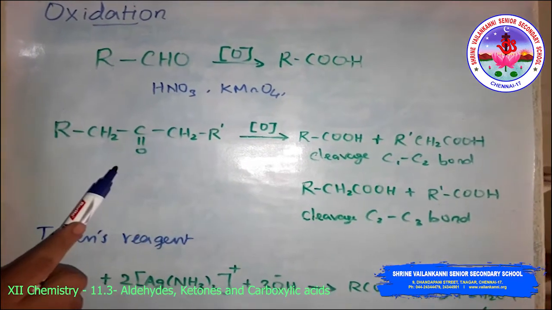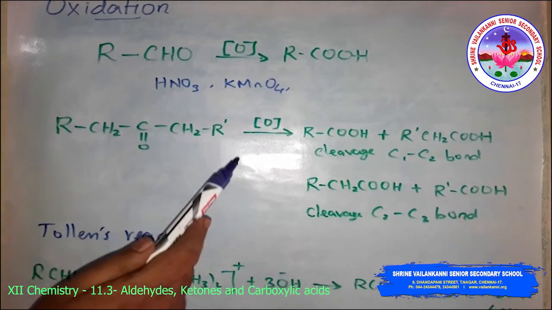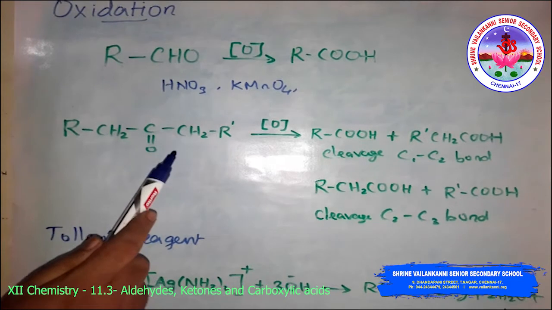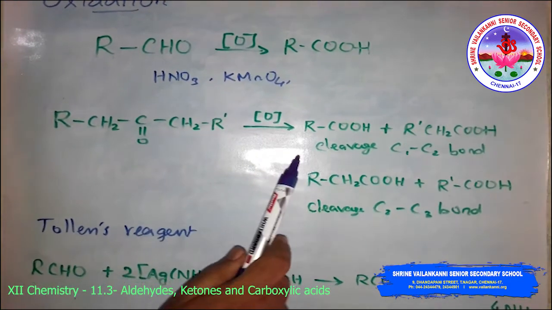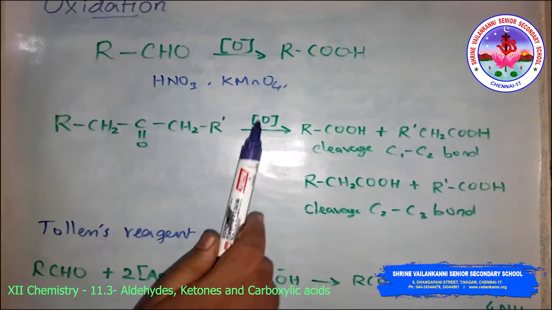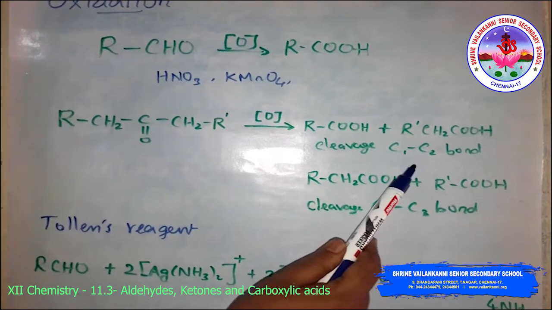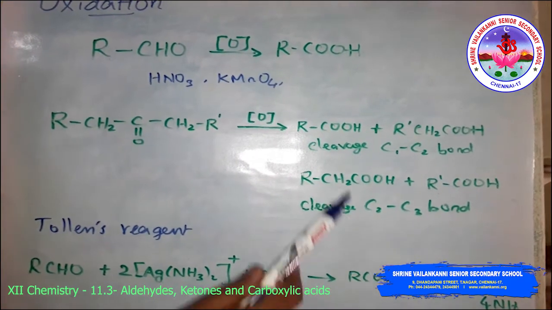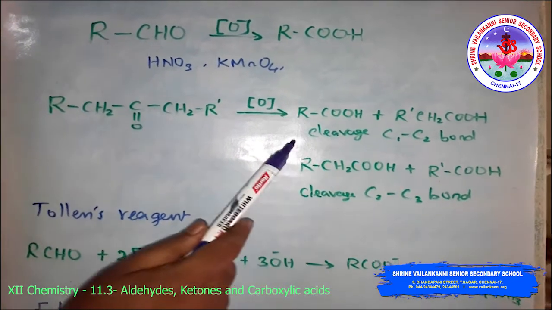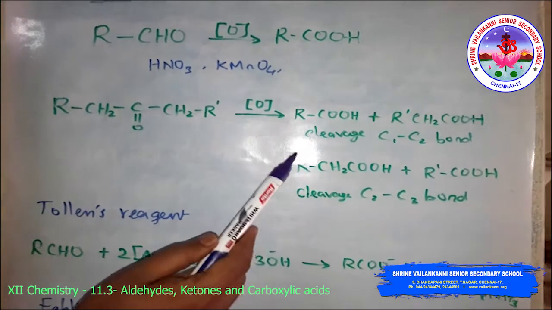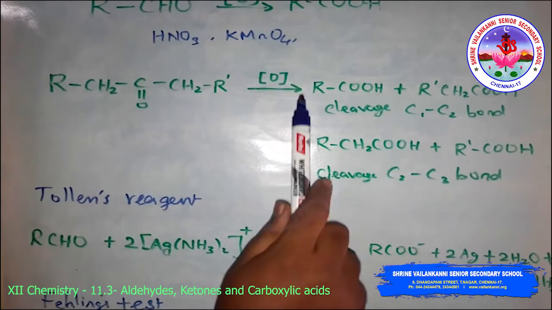Ketones, look at this, are generally oxidized under vigorous conditions, that is, a strong oxidizing agent and elevated temperatures. Their oxidation involves carbon-carbon bond cleavage, because this affords a mixture of carboxylic acids having a lesser number of carbon atoms than the parent ketone. Look at this C1-C2 cleavage and C2-C3 cleavage. You will get different carboxylic acids. Look at this carboxylic acid and this carboxylic acid, both are different.